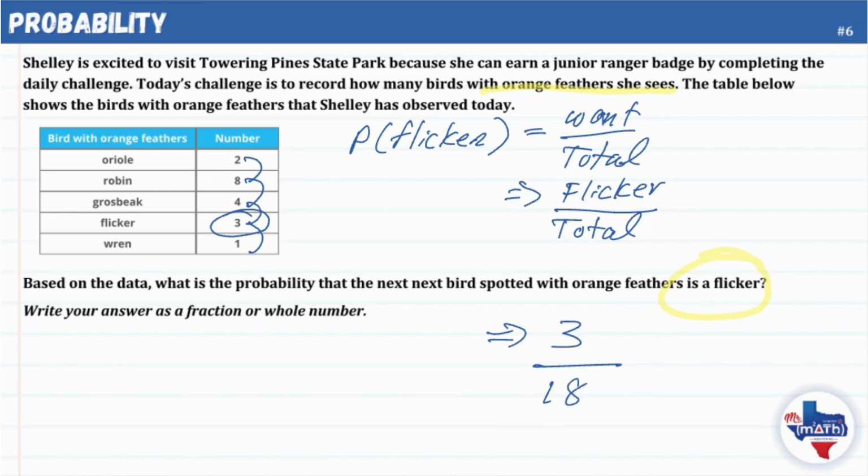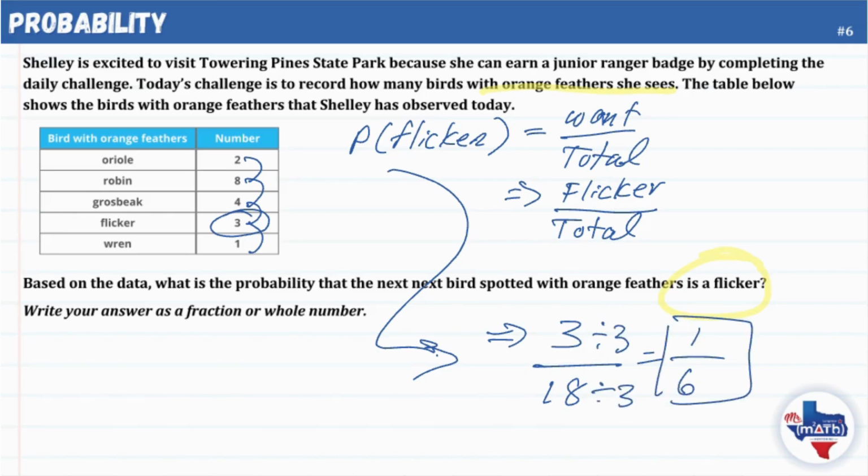So we could say that the probability of finding a flicker is 3 out of 18, but that can be reduced as well. 3 divided by 3 is 1. 18 divided by 3 is 6. So our probability of finding a flicker out of all the birds with the orange feathers at the park is 1 in 6.